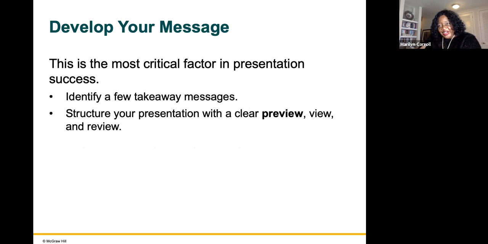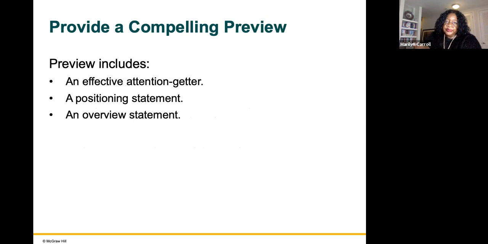So when we're developing our message, this is the most critical factor in our presentation success. So we must identify our few takeaway messages. We'll need to structure our presentation with a clear preview, view, and review. And then we need to combine our compelling preview. And a preview is an effective attention getter. It's a positioning statement and an overview statement. That's what our preview includes: an effective attention getter, a positioning statement, and an overview statement.